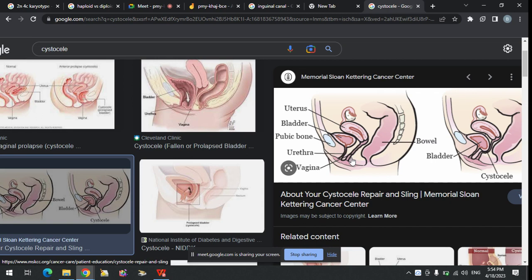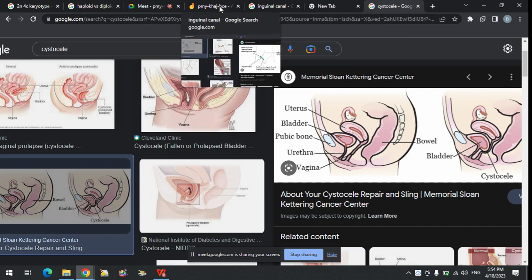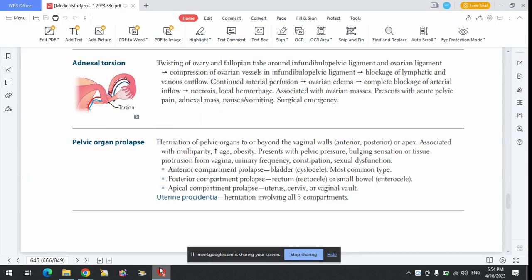And if you have prolapse of these three compartments, the anterior compartment, which is the bladder or the urethra, you can have prolapse of the uterus or the cervix or the vagina or the rectum or the small intestine. Three of them together, that's your uterine procidentia, involving three compartments at once.